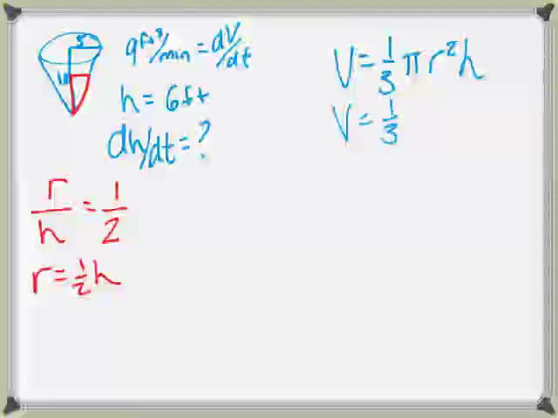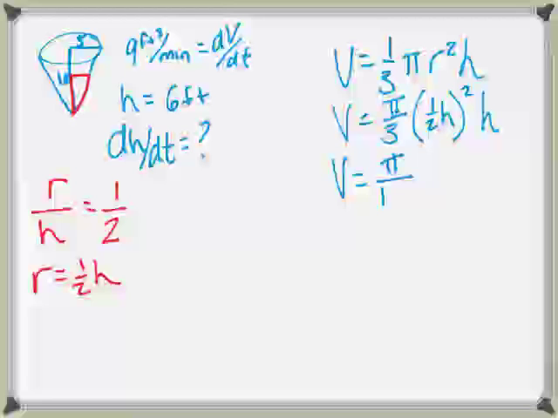Let's change it to pi thirds, and radius is 1/2 of h, so radius squared times h. Clean that up. When I square a half, it's going to make a 4th, so I'm now at pi 12ths h cubed, or I guess down to pi 12ths.